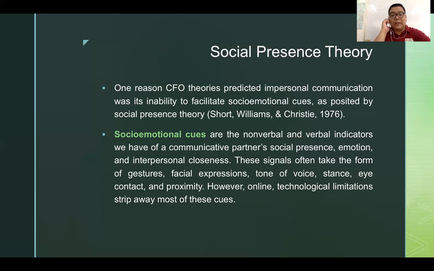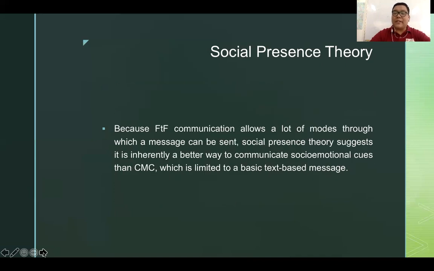However, online technological limitations strip away most of these cues. So this is what social presence theory here emphasizes, that because of the online setup or because of the platform where computer-mediated communication is done, most of these cues are absent or are being stripped away from the context or the scenario. Because face-to-face communication allows a lot of modes through which a message can be sent, social presence theory suggests it is inherently a better way to communicate socio-emotional cues than CMC, which is limited to a basic text-based message.